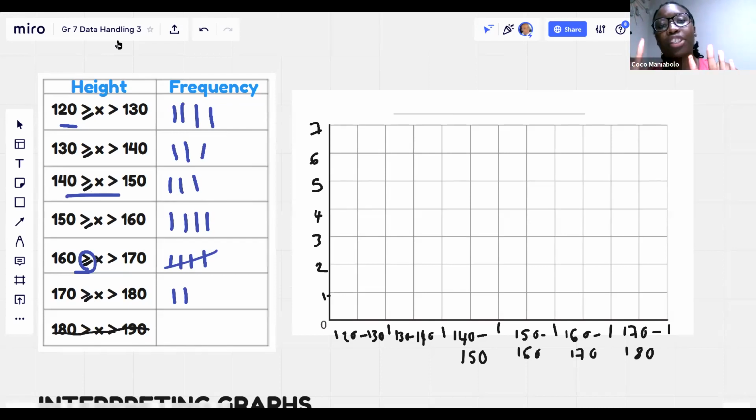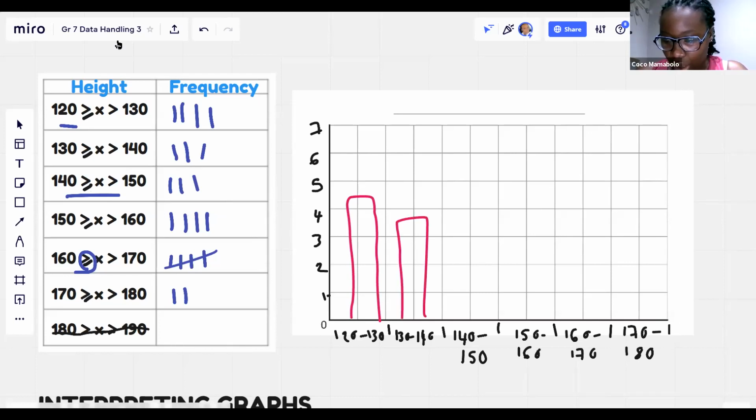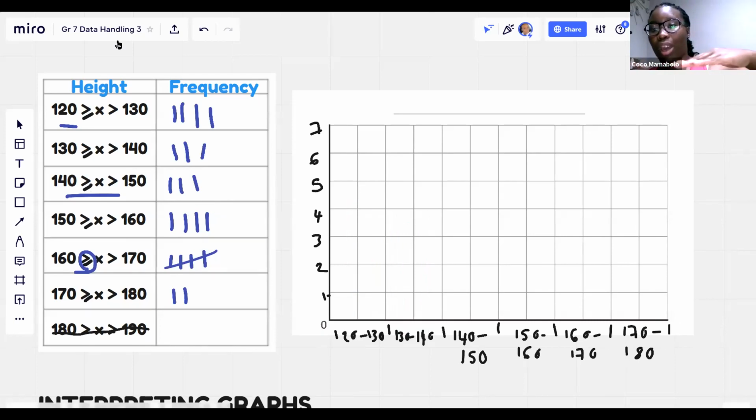Now the difference between a histogram and a bar graph is that if I was drawing a bar graph, I would take this one and make sure that it doesn't touch the others. It would have to sit like this, and the one for 130 would have to sit something like that. So the two graphs wouldn't touch each other. But when we are drawing a histogram, they do have to touch because we're looking at continuous data.